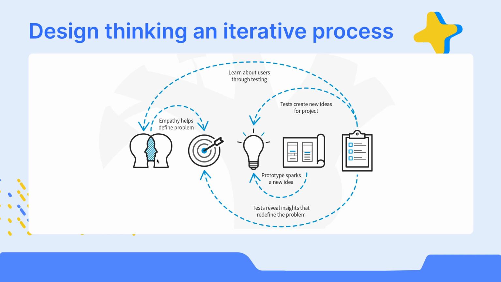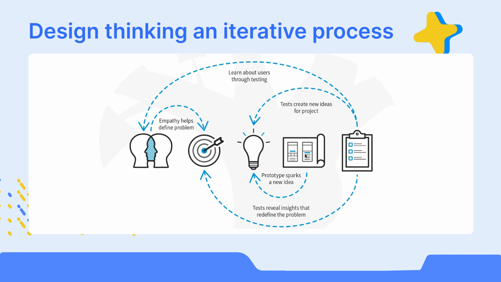Define. Amazing. So I come from the empathy stage to the define stage, right? Then after the define stage, I move on to ideation. I come up with an idea. Bam. What happens? Prototype sparks a new idea. No, I now come here. I create that particular idea. I create a prototype of it, right?